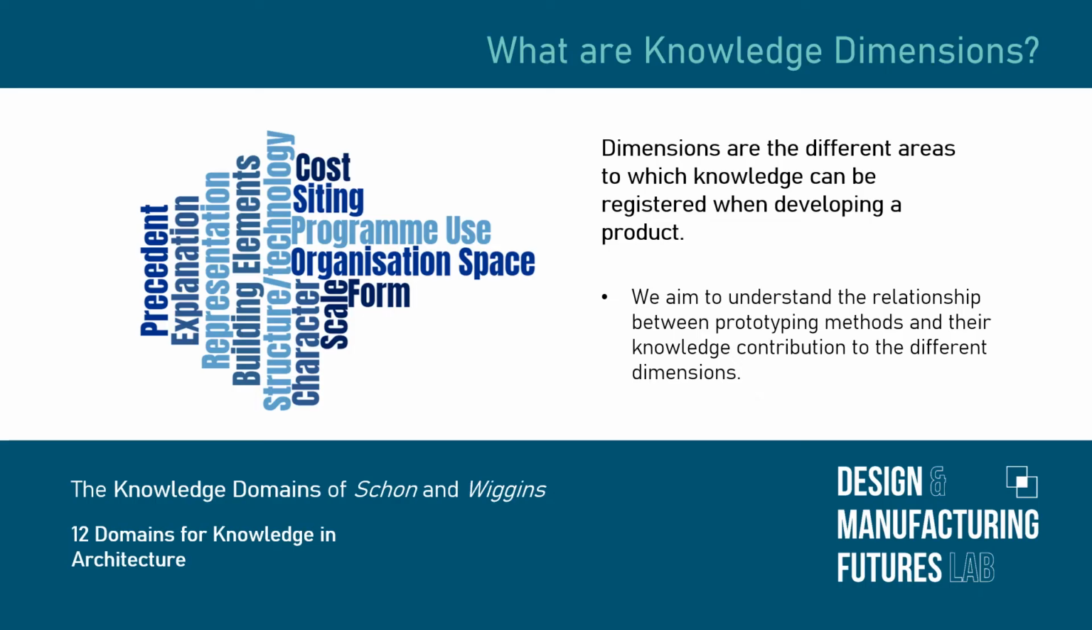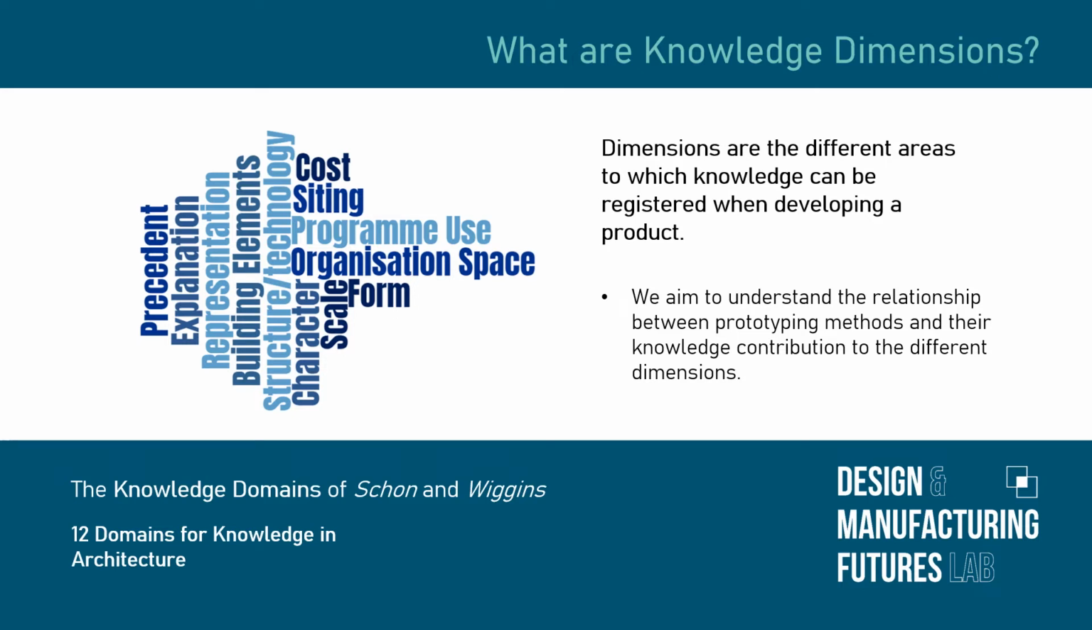The concept of different dimensions for design knowledge was presented by Shon and Wiggins in a paper titled Kinds of Seeing and Their Functions in Designing. The authors demonstrate a dimensionality to design knowledge, where the designer registers information to various different dimensions necessary for the development of a detailed design.